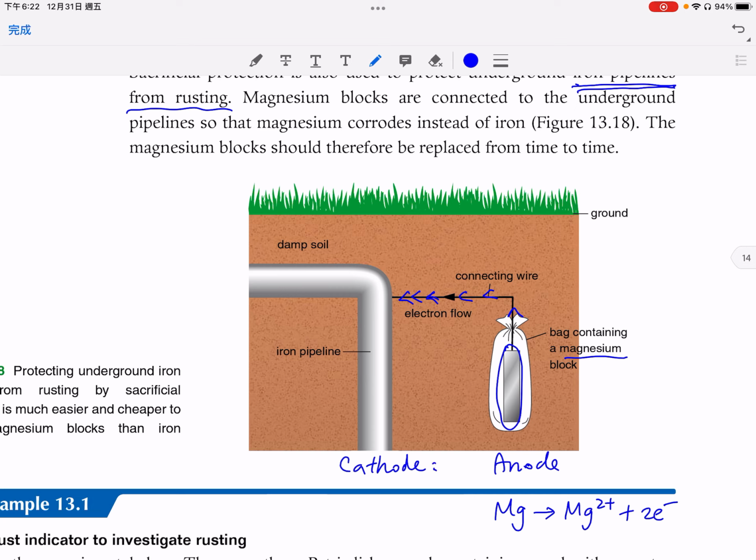So what will happen at the cathode? Of course, iron is not going to react. Actually, by this setup, we are to protect iron from rusting. So what will react at the cathode? Again, oxygen and water will react at the cathodic region, giving hydroxide ions, and therefore there is no rusting in iron, as iron does not lose electrons.